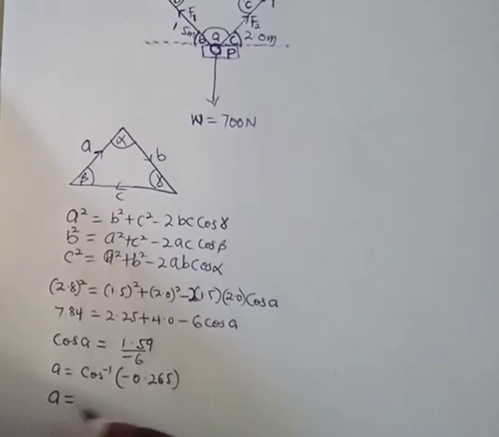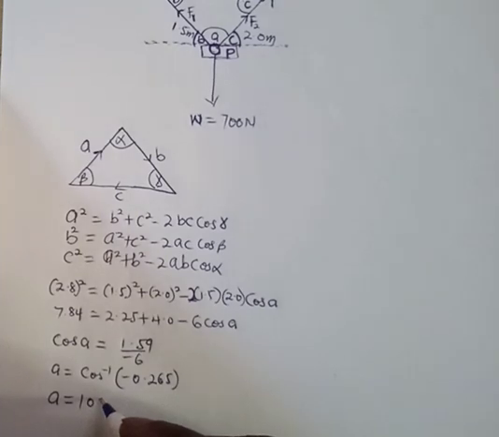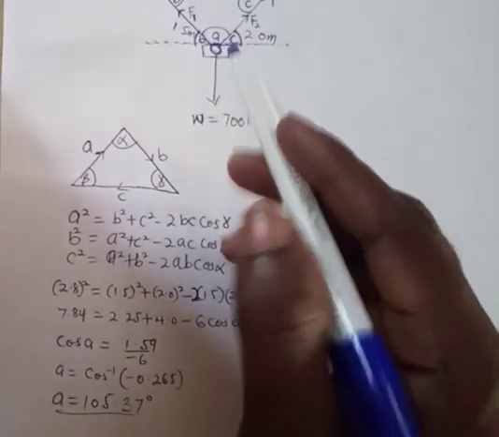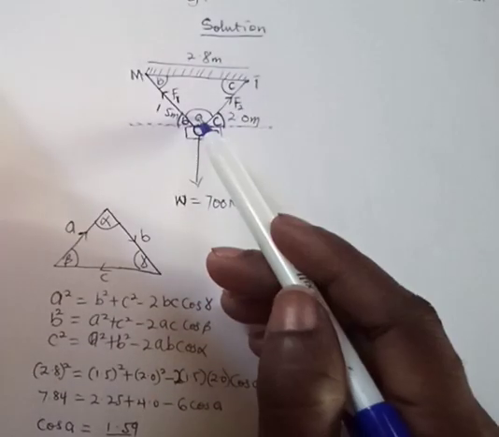A. So A is equal to 105.37 degrees. So I round to two decimal places. Okay. All right. So that is for angle A in our sketch. Have you gotten that? Good.